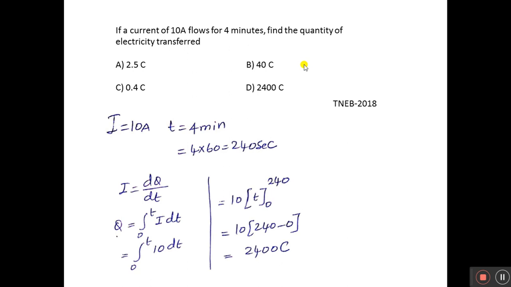You know the relation between I and Q: I equals dQ by dt. I need Q, so cross multiply, Q equals I into dt, and take integration on both sides, 0 to t. The I value given is 10 ampere into dt. If you take 10 as common and integrate, dt becomes t, with the range 0 to 240. So 240 minus 0, you will get 2400 coulomb. So I'm sure D is the correct one.